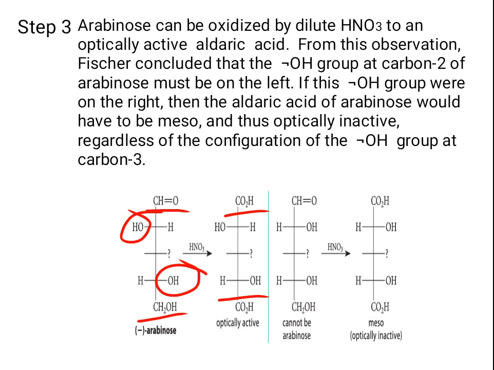Now if these OH are on the same side, then you will get a meso compound, because this is the plane of symmetry. That's why you will get a meso compound. But in the actual case, you are getting an optically active compound. So Fischer understood that this OH is on the right and this OH is on the left side.